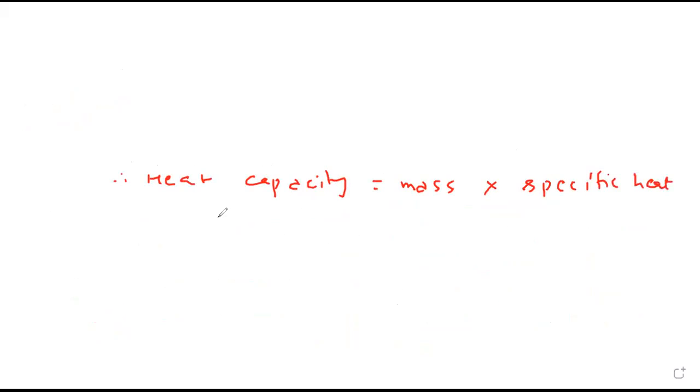Therefore, heat capacity equals mass into specific heat. Therefore, Q equals ms. Its SI unit is Joule per degree Celsius. Copy this much.